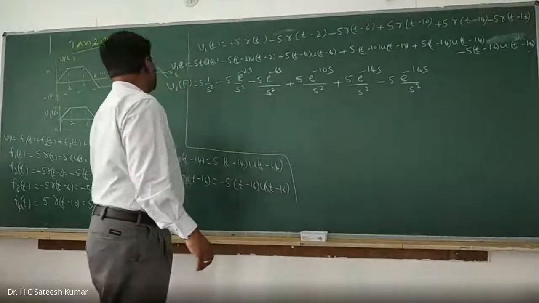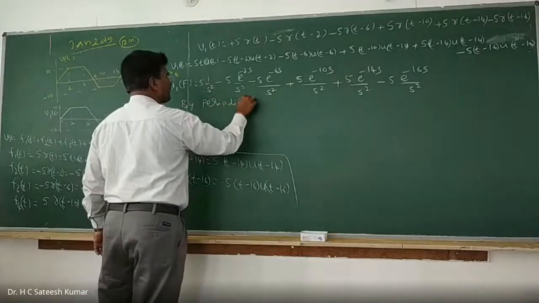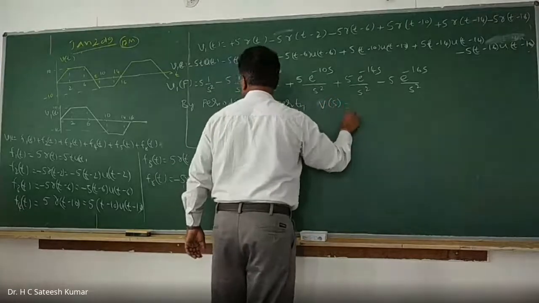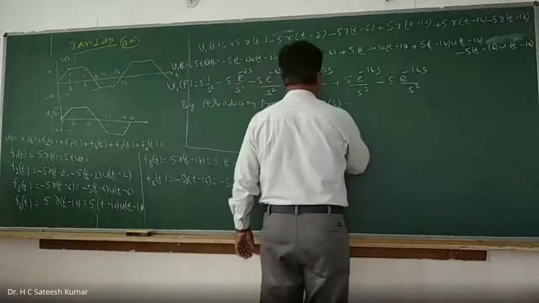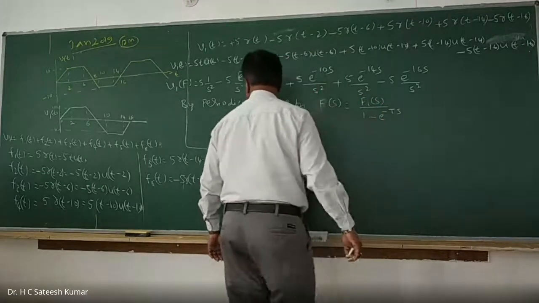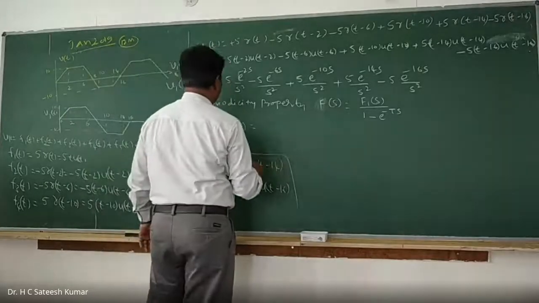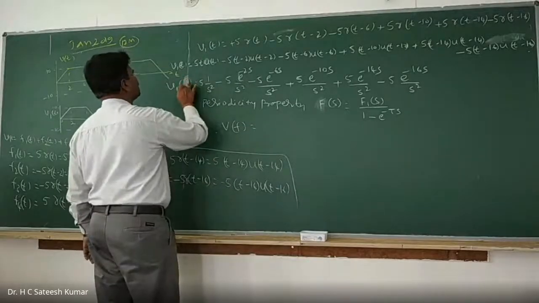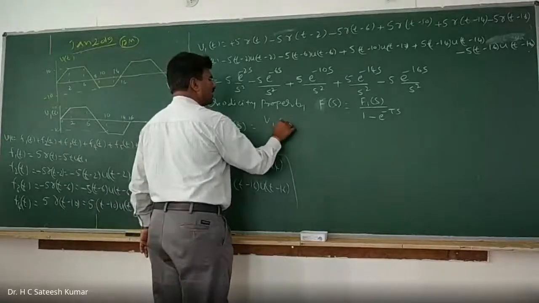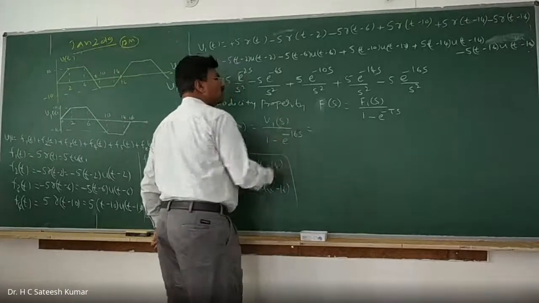That is your v1 of s. But for a periodic signal, by the periodicity property, v of s is equal to v1 of s divided by 1 minus e to the power of minus Ts. Therefore, v of s is equal to v1 of s divided by 1 minus e to the power of minus 16s, since the period is 16.